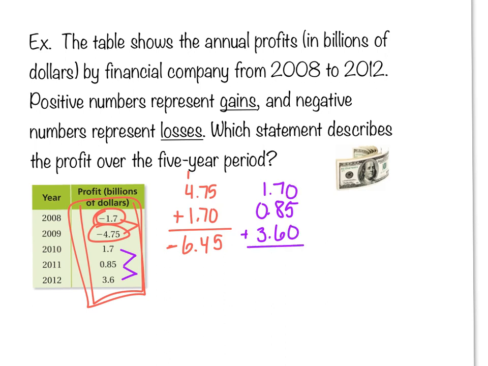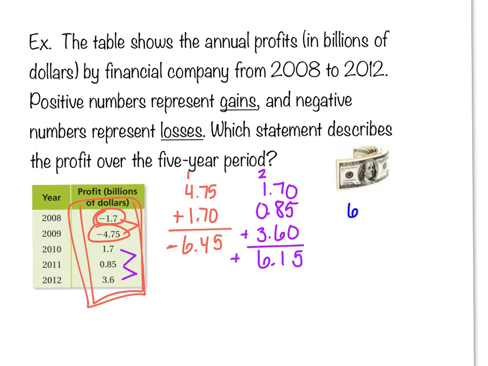And 5 is the first number. 7 and 8 make 15. 15 and 6 make 21. Carry the 2. And 2 and 1 make 3. 3 plus 3 is 6. So then I gained $6.15 billion. So then if I add these 2 numbers, you'll notice I have different signs. So I'm actually going to subtract.